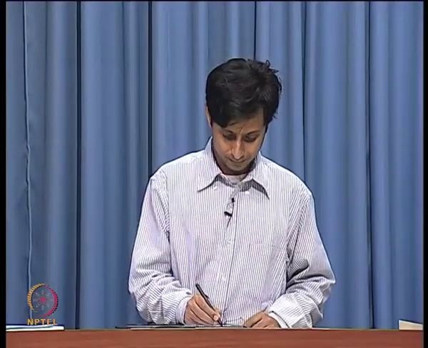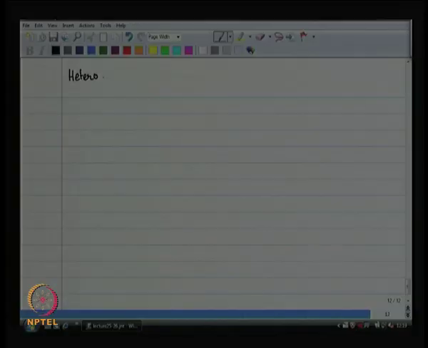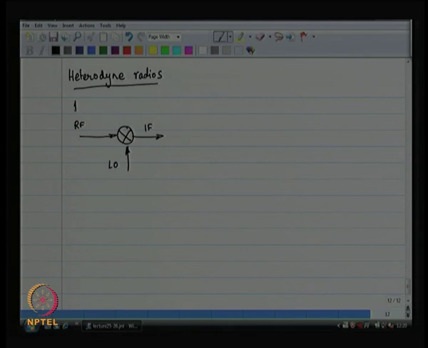So, the most general radio architecture is something which is called superheterodyne, but before we go to superheterodyne, let me talk about heterodyne. So, let us do it by example. Let us say that my RF signal is at 1 gigahertz.